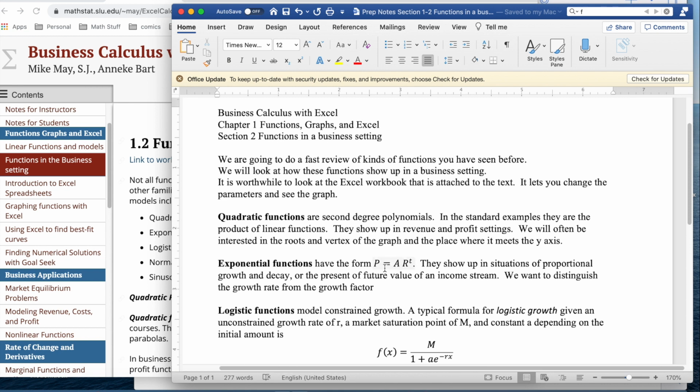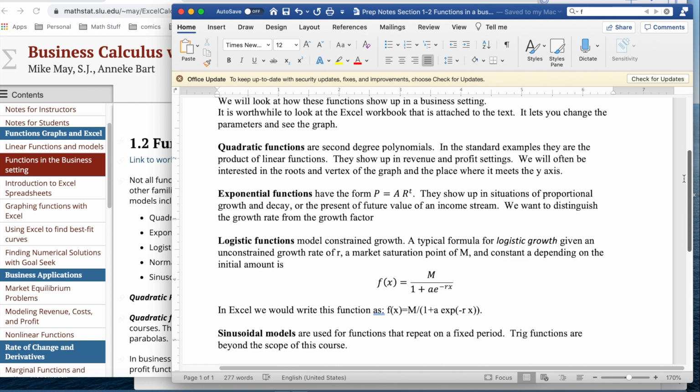Exponential functions show up in growth. P equals a times r to the t, where r is a growth rate of some sort, and this will show up in present and future value of income streams. We want to distinguish the growth rate from the growth factor, the percentage increase from 1 plus that percentage increase.